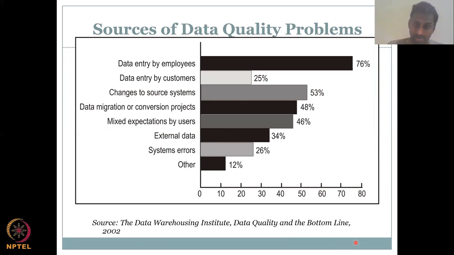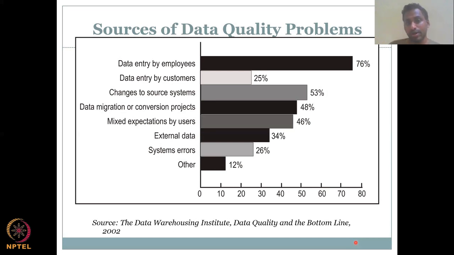Data entry by customers is also there. Some others would also enter the data. Changes to source systems: this is your instrument which has been changed. Maybe the instrument was collecting data for 10 years, and then after that, it slowly gets into errors because it's a machine and you have to replace the machine. Data migration or conversion projects: this is where, as I said, when you convert from one data to the other, or from one instrument to your laptop, to your dashboard, there could be some data issues because of format, because of how you show the data, unit conversion, all these things.